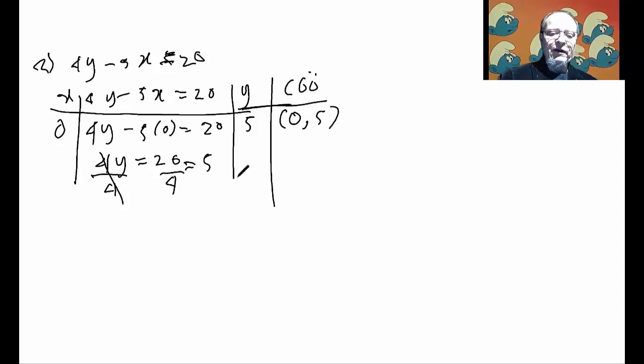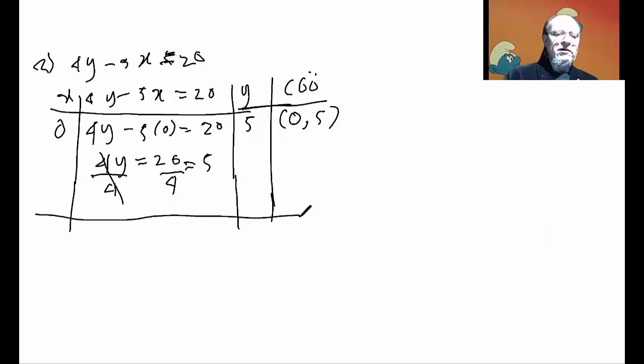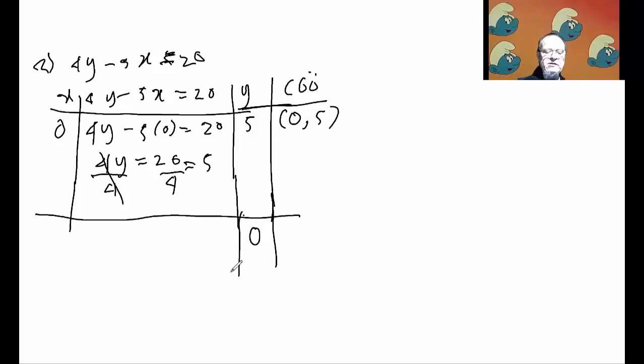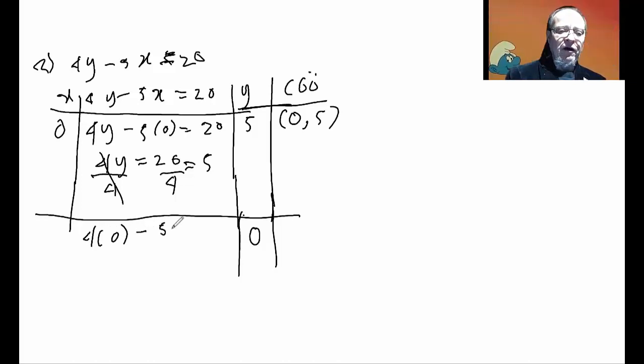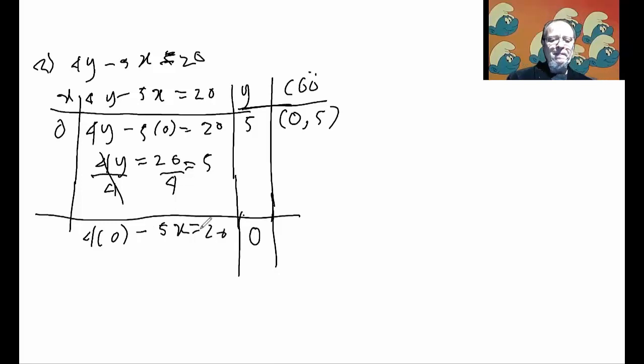And similarly, I will do that for the y coordinates. So I'll set the y equal to 0 this time and solve for x. So I'm going to go the opposite direction. So I have 4 times 0 minus 5x is equal to 20.